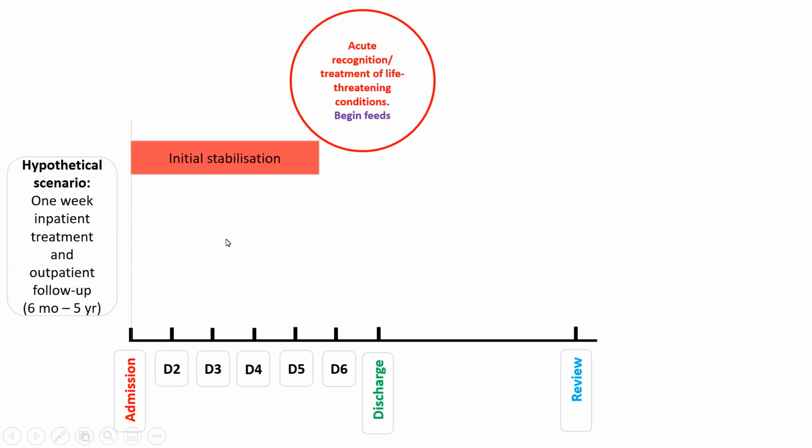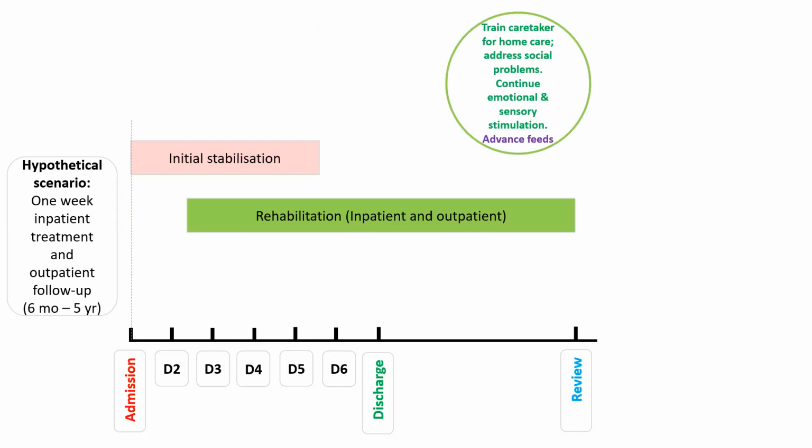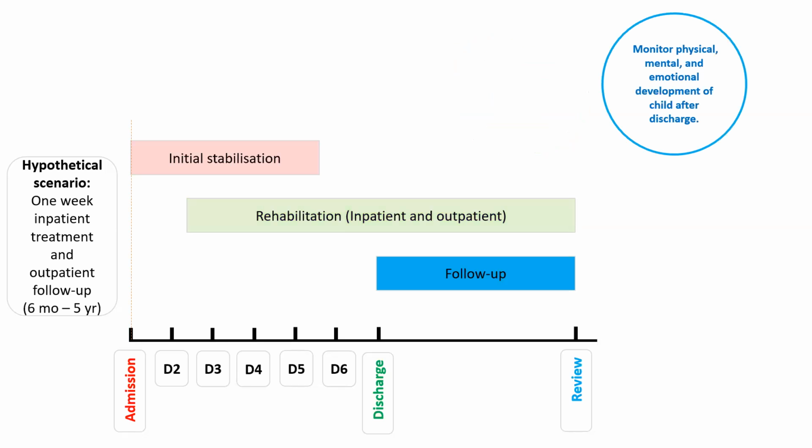So the first thing that you do if you see a child is initial stabilization. Initial stabilization deals with the acute recognition and treatment of life-threatening conditions. But what's important is that feeding should actually begin in this period of initial stabilization. Next, we talk about rehabilitation, which is both an inpatient as well as an outpatient duty. The key feature of rehabilitation is to empower the mother to care for the child at home, to address any social problems that may happen at home, and to begin the stimulation of the child. In this period, typically, feeding is advanced. And finally, we have the follow-up phase, where the holistic management of the child's physical, mental, and emotional well-being is focused on.